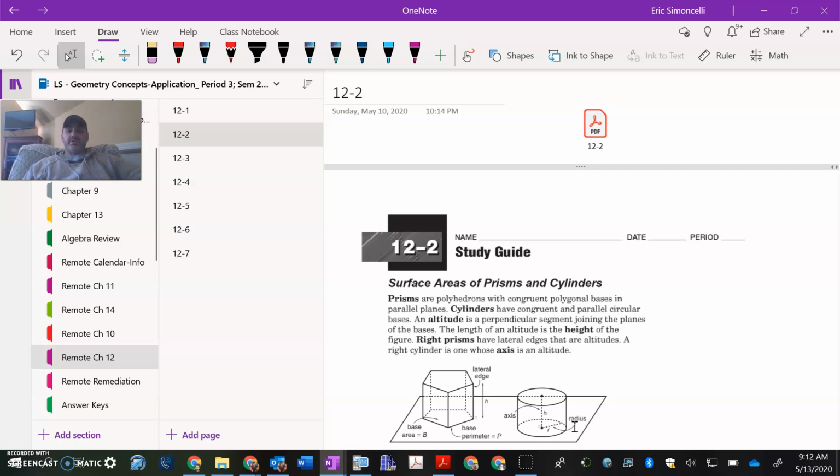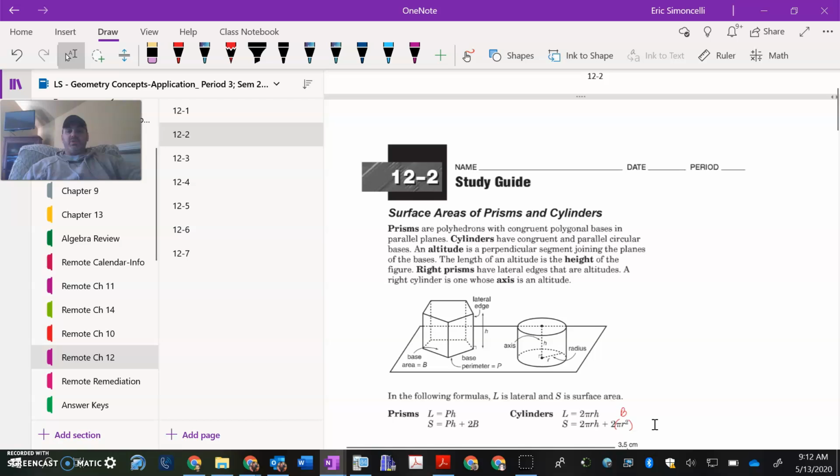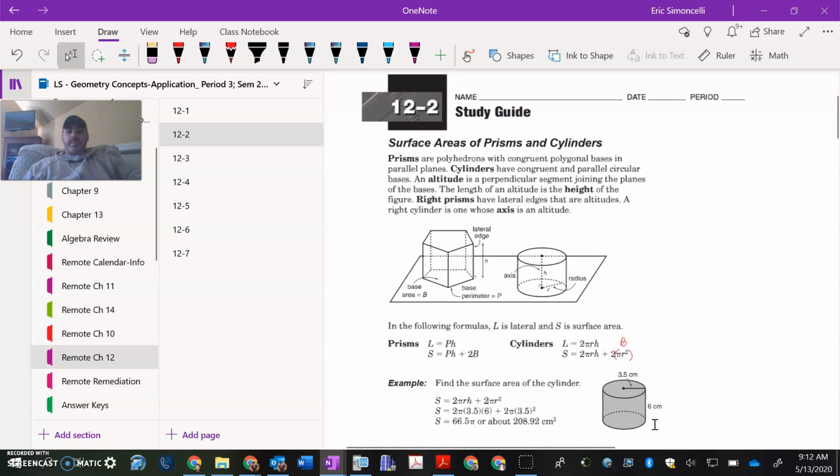We'll also discuss perimeter in a sense, although with circles we don't typically use perimeter. But if you think about the circumference of the circle, 2 pi r, in context, that'll be something we apply later. R being the radius, and again, h being the height. In the following formulas, capital L is lateral and capital S is surface area.